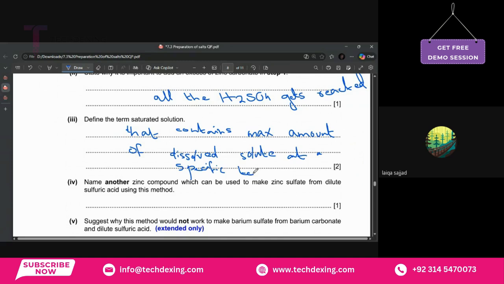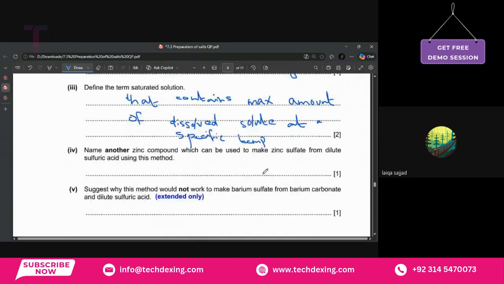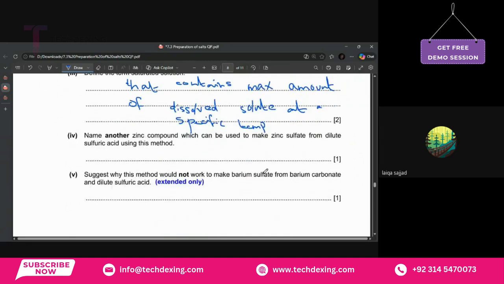Okay. So what's its name? Another zinc compound which can be used to make zinc sulfate from dilute sulfuric acid. Yes, what did you say? Zinc oxide. Okay, it could be zinc oxide.